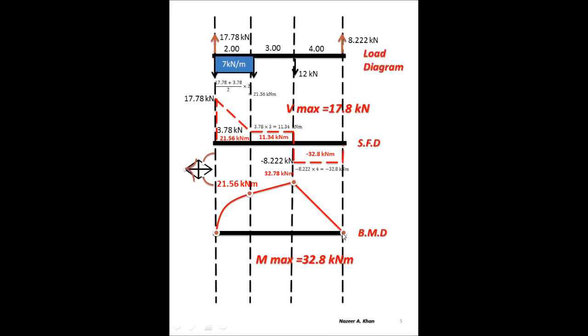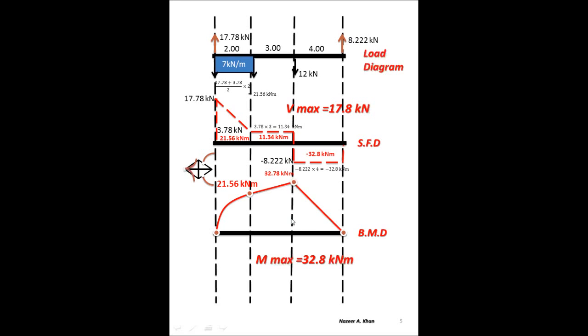I can feel confident now that all the work I've done previously is correct. Everything is going very well. Let's go and pick out our Vmax and our Mmax. Vmax is the maximum shear force, and I'm going to round my final answer off to 3 significant digits. When I pick off my Vmax, it's the maximum deviation from my datum, whether it's positive, in this case it is positive, or negative. I'm going to record it as an absolute value, 17.8 kilonewtons.